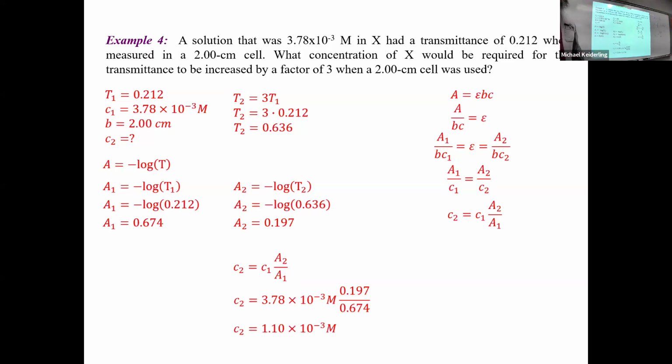And I just refreshed my memory on the test. There will be questions on the test about going from absorbance to transmittance and vice versa. And there'll be questions on the test about using absorbance to find concentration, but I'm not going to have a combined one like this one. So this is actually a little more complicated than even the test will have.